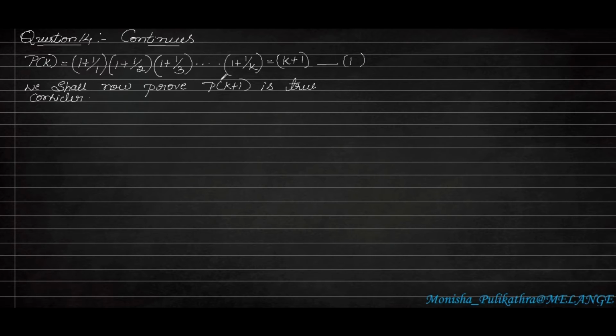Next, we shall now prove P of k plus 1 is also true. So consider the same equation where we have to include one more thing. In the place of k, we have to include k plus 1. So the equation will become (1 plus 1 by 1) (1 plus 1 by 2) (1 plus 1 by 3). Here you have to note a point, multiplication is there, addition symbol is not there. Okay, so up to (1 plus 1 by k), we can arrange it as a group. Since we have arranged in equation 1, up to here the series will be equal to k plus 1. So one more thing we have to include here, that is (k plus 1), so that is 1 plus 1 by (k plus 1). Okay.